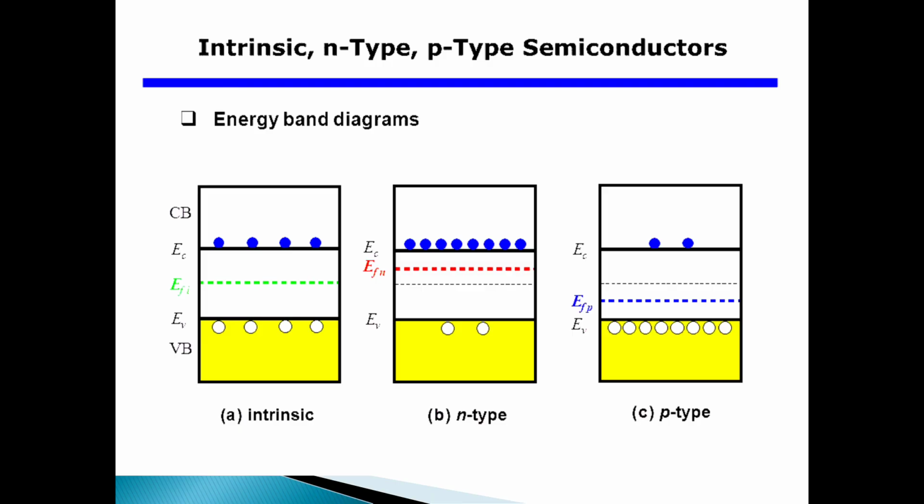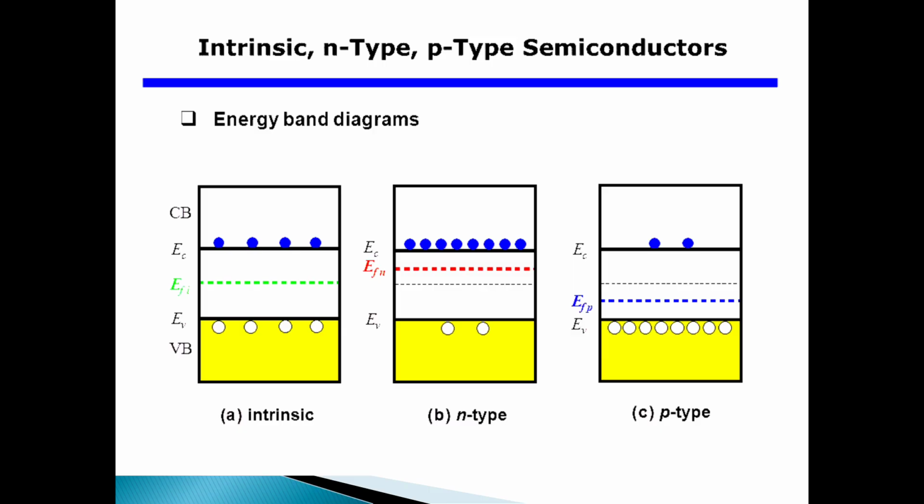In intrinsic semiconductor, the Fermi level lies in the middle of the conduction band and valence band because the probability of finding an electron is equal to the probability of finding a hole. While in case of N-type semiconductor, the Fermi level moves closer to the conduction band. This is because the probability of finding an electron is more in N-type semiconductor, so the Fermi level moves towards the conduction band.